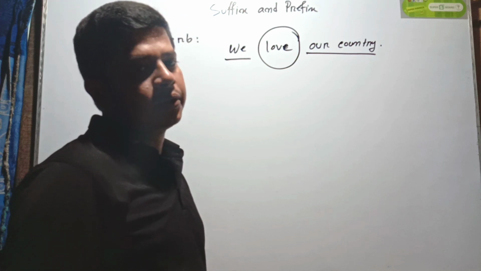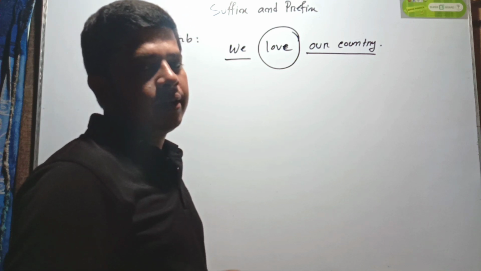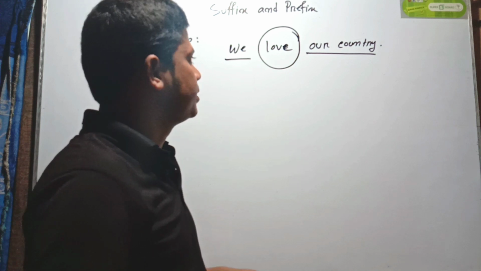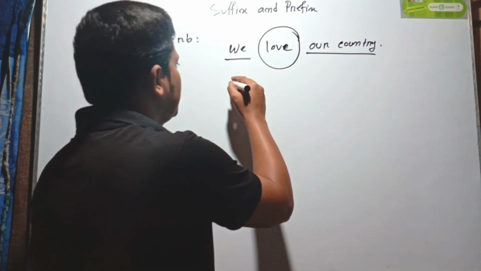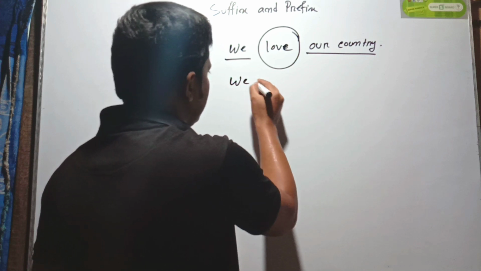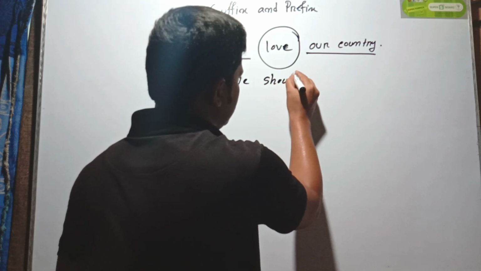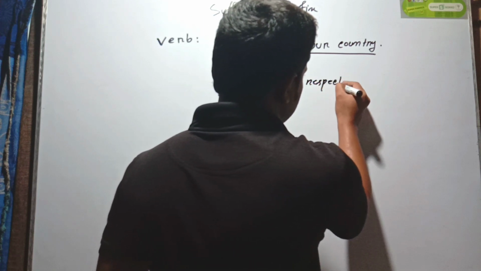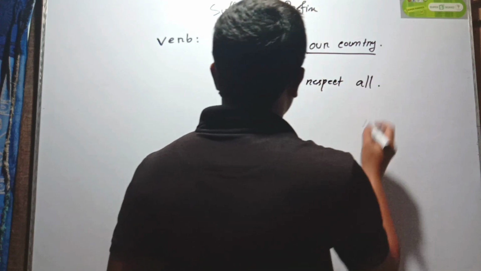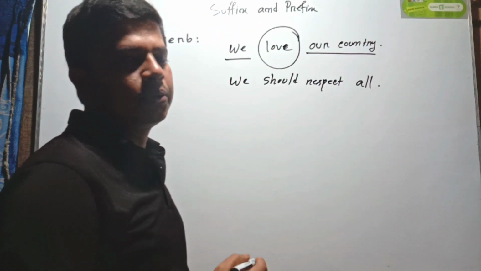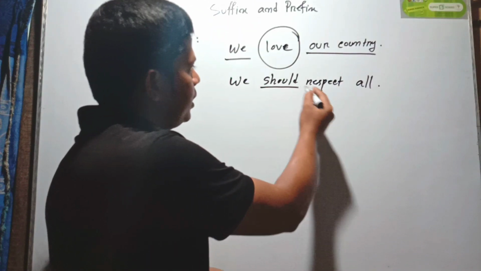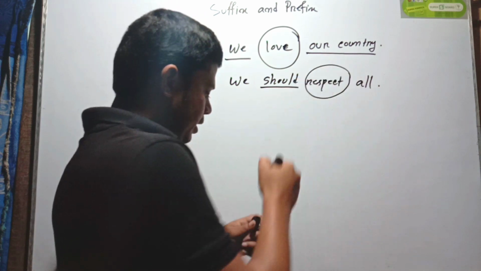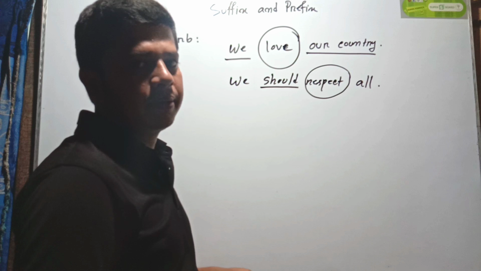A verb can also sit, particularly a main verb can sit after an auxiliary, modal auxiliary, such as we should respect all. Here, dear students, should is a modal auxiliary. The respect has been used as the main verb.